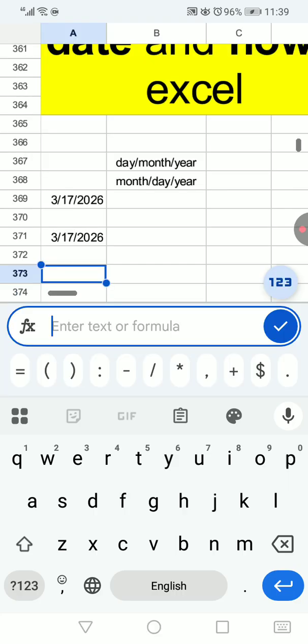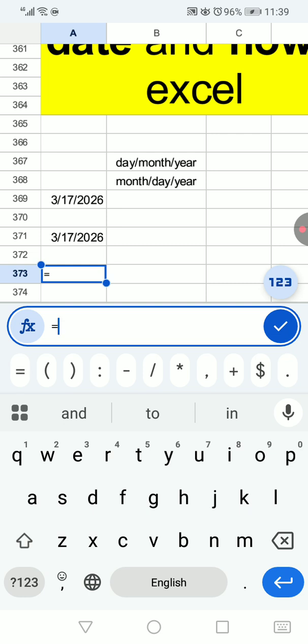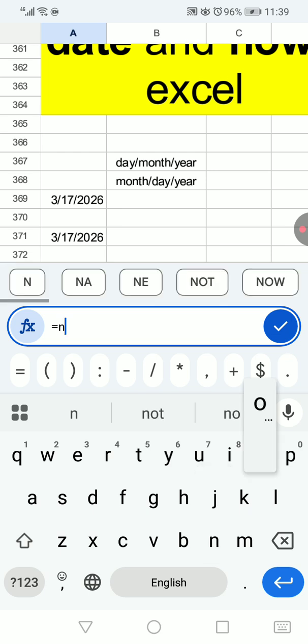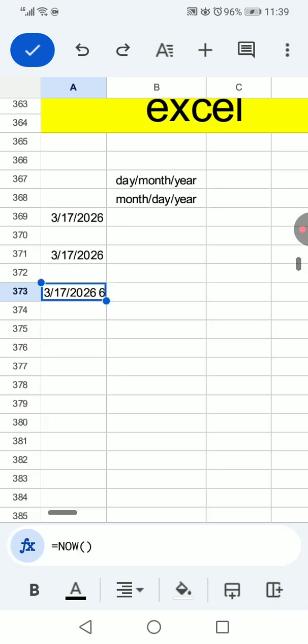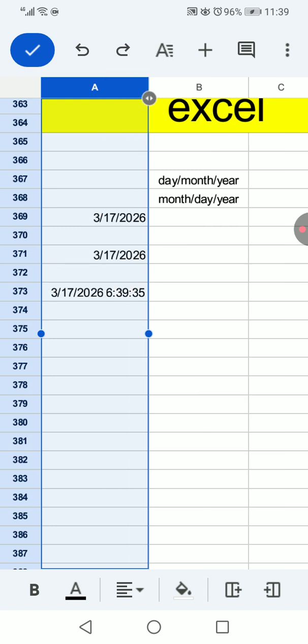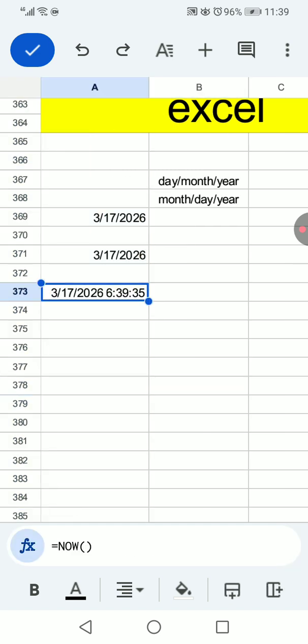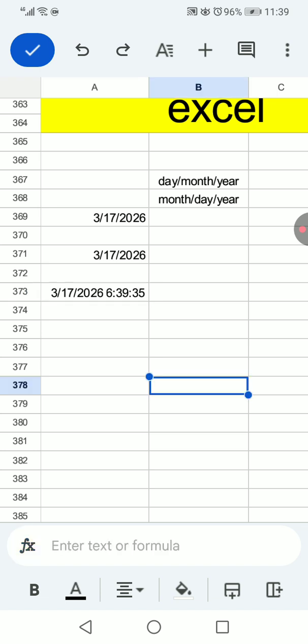So the third formula is NOW. This would be used to write the date and time at the same time. The date would appear, and the time in hours, minutes, and seconds would also appear. So here we are going to write NOW, and you will see here the date as the first part of this cell, and then the time with hours, minutes, and seconds also appearing.